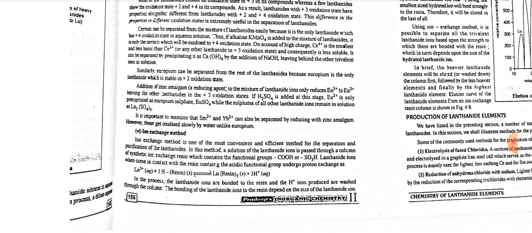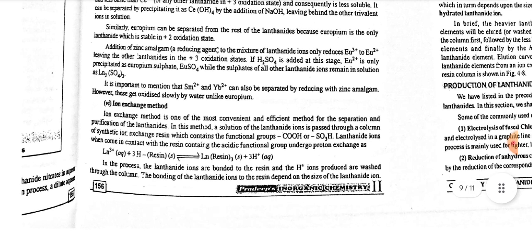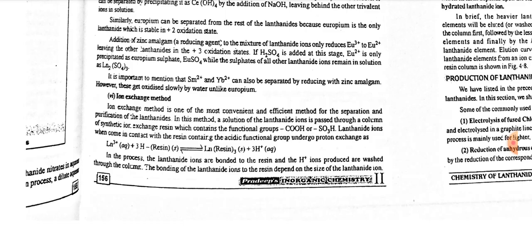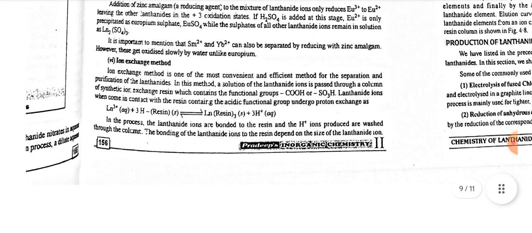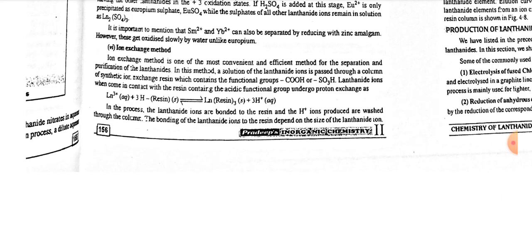Ion exchange method. The ion exchange method is one of the most convenient and efficient methods for the separation and purification of the lanthanides. In this method, a solution of the lanthanide ions passes through a column of synthetic ion exchange resin which contains a functional group. Lanthanide ions, when they come in contact with the resin containing the acidic functional group, undergo proton exchange.